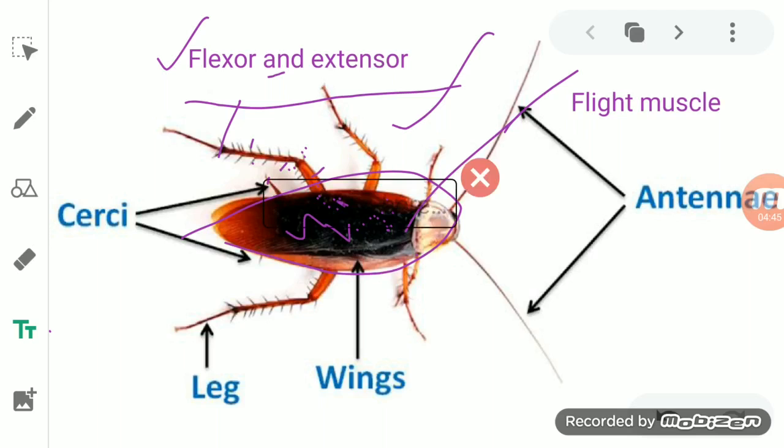Okay, so basically the role of the legs of the cockroach is to make it crawl, to make it move on the ground. The function of the wings, which are present over its exoskeleton, is to help the cockroach fly in the air. So what happens when a cockroach flies? With the help of flight muscles, it flies in the air.